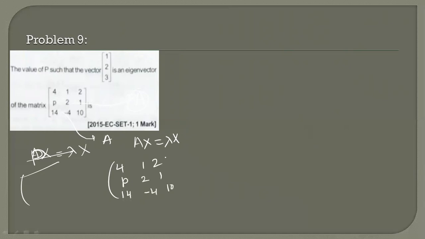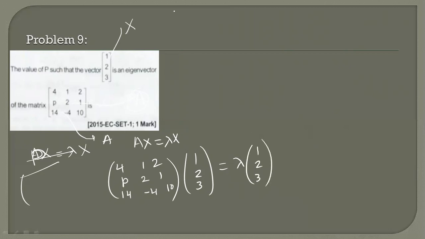14, minus 4, 10. And x is given to you. Eigenvector x is given to you. It is 1, 2, 3. But the eigenvalue is not given to you. I am assuming lambda times 1, 2, 3. Now you just multiply 1, 2, 3.